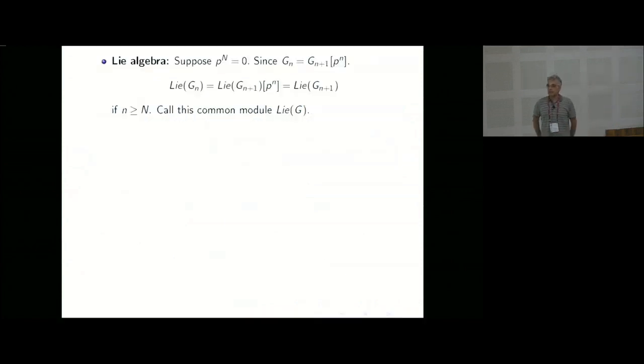And how about the Lie algebra? I haven't said it, but the Lie algebra of a finite flat group scheme can be very nasty. It need not commute with base change. It need not be locally free.